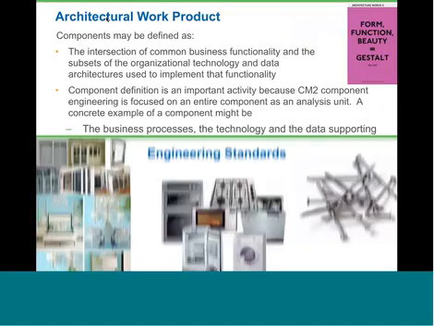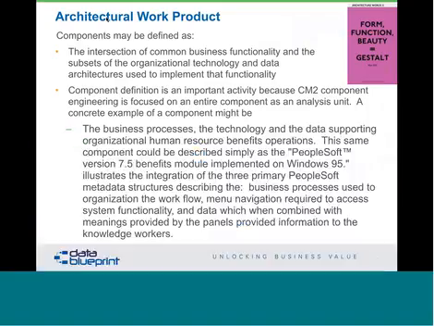And this is where it becomes incumbent on us as data people to define an architectural work product. And again, I've got an example here from an old paper that we wrote. The architectural work product here is the PeopleSoft version 7 benefits modules implemented on Windows 95. You can tell how old the example is here, illustrating the integration of the 3 PeopleSoft metadata structures, in this case, covering pay, personnel, and benefits.